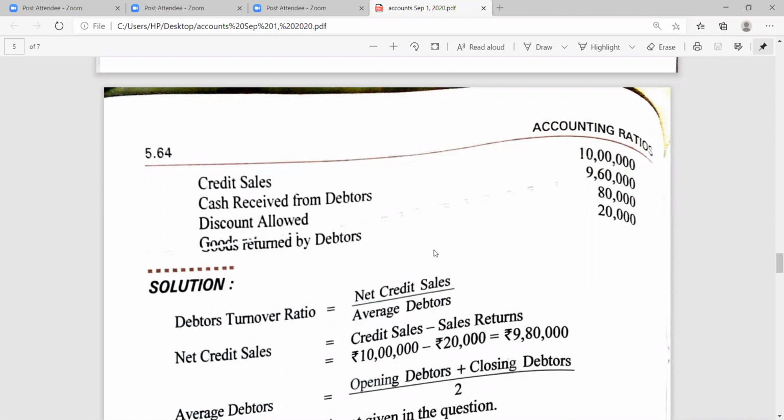What are the sales returns? Do you find any sales return in this question, or are there zero sales returns?